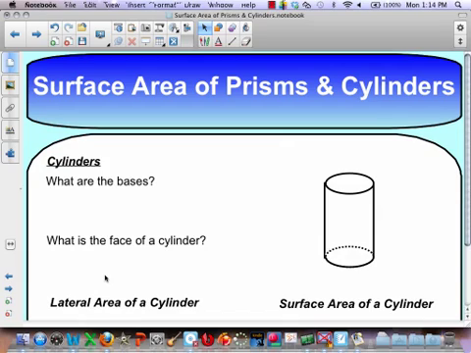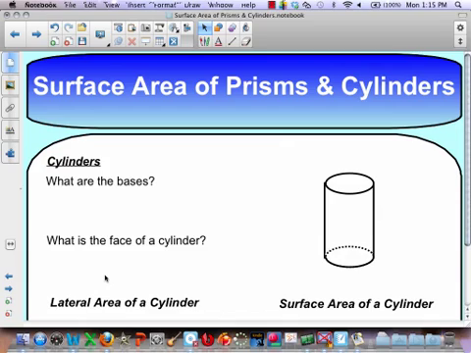So we'll just keep going. It's weird. It is actually the same thing as a prism, but it's a special prism. What makes this prism special? Does it have a polygon as a base? No, it has a circle as a base, but it basically is a prism.